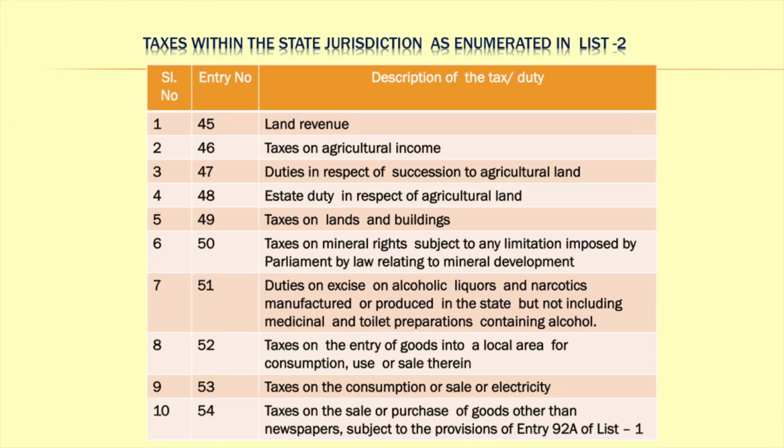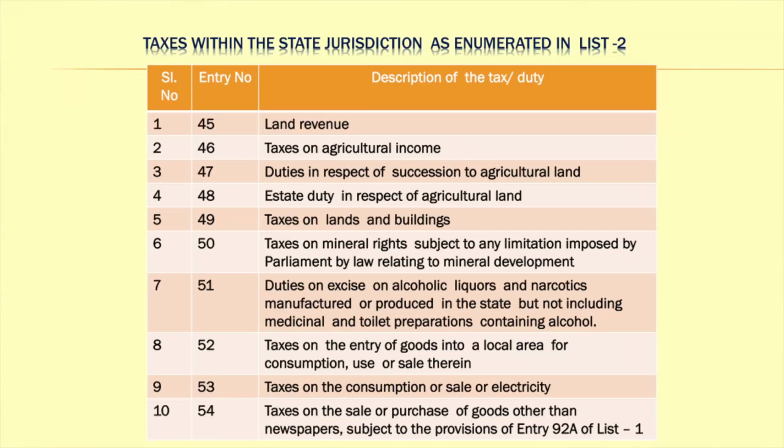This is another very important area where you find a lot of disputes coming to the court, basically with regard to the duties, because when any agricultural land is being transferred from one generation to another generation, one person inherits the agricultural land, then taxes and duties are imposed by the state government under entry 47. Then entry 48, estate duty in respect of agricultural land.